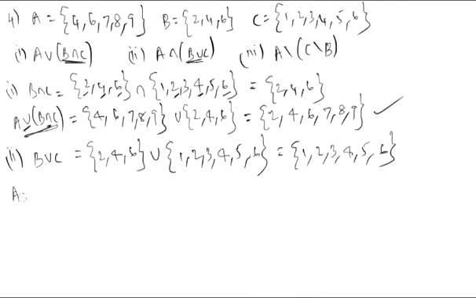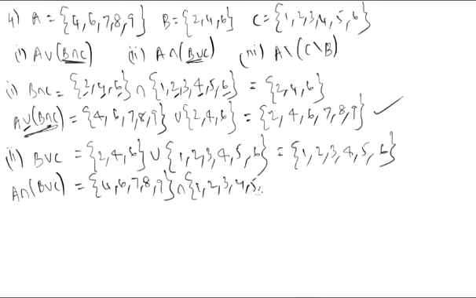Then A intersection B union C: A is 4, 6, 7, 8, 9, intersection 1, 2, 3, 4, 5, 6. Which elements are common? Is 4 there? 4 is there. 6. So only 2 elements: 4, 6. Done. This is A intersection B union C.